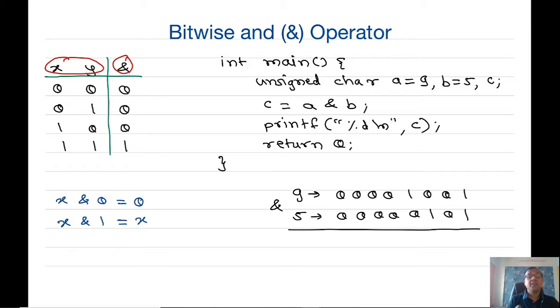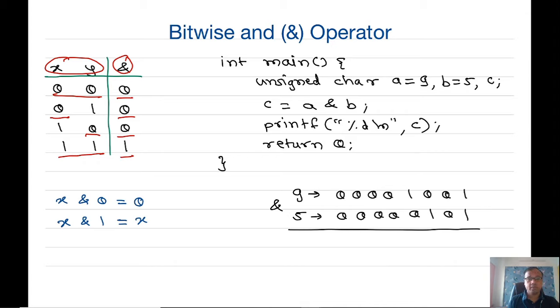Please note that if any one bit is 0, the resultant bit will be 0. What you find over here is that any one bit is 0, the resultant bit is 0. Over here one bit is 0, the result is 0. Another bit is 0, result is 0. The result will be 1 if and only if both bits are 1. Do take care of it. It is the bitwise AND operator.